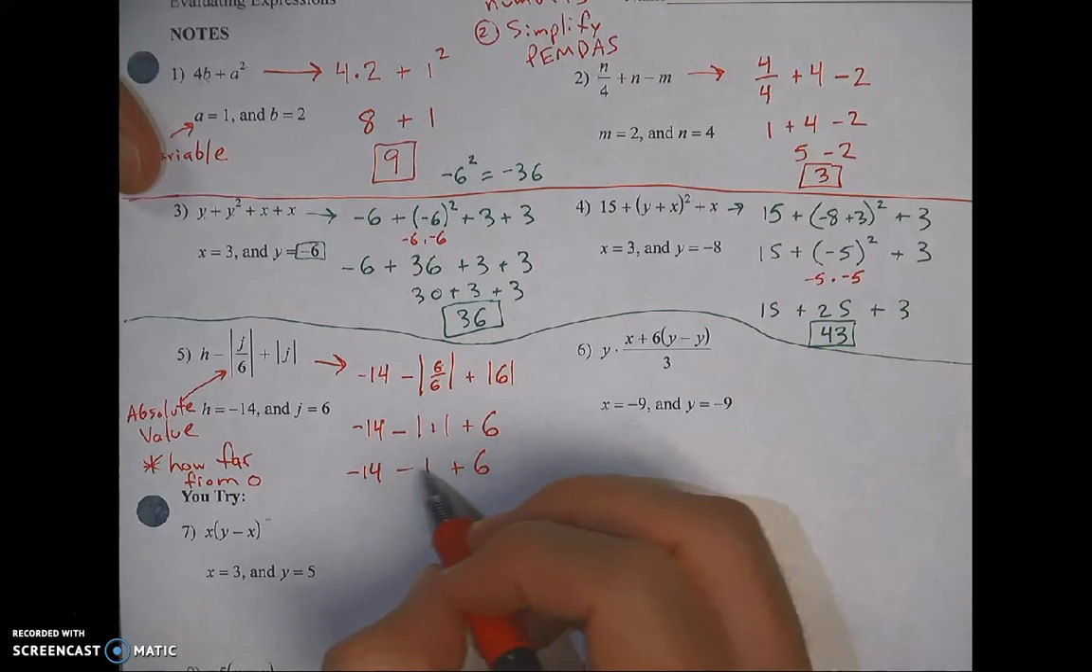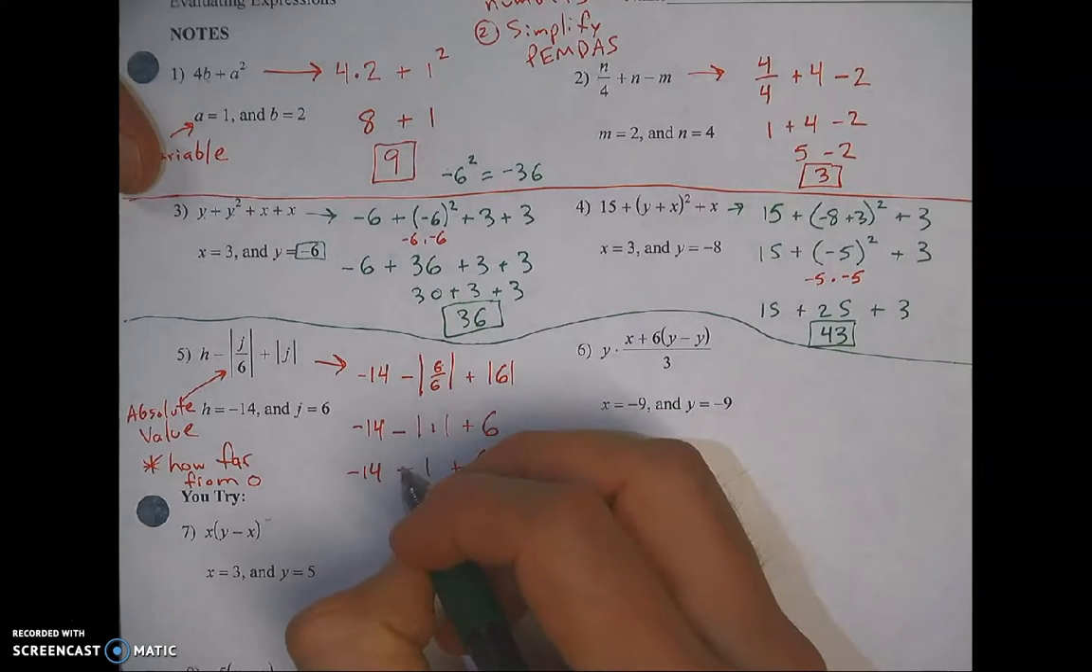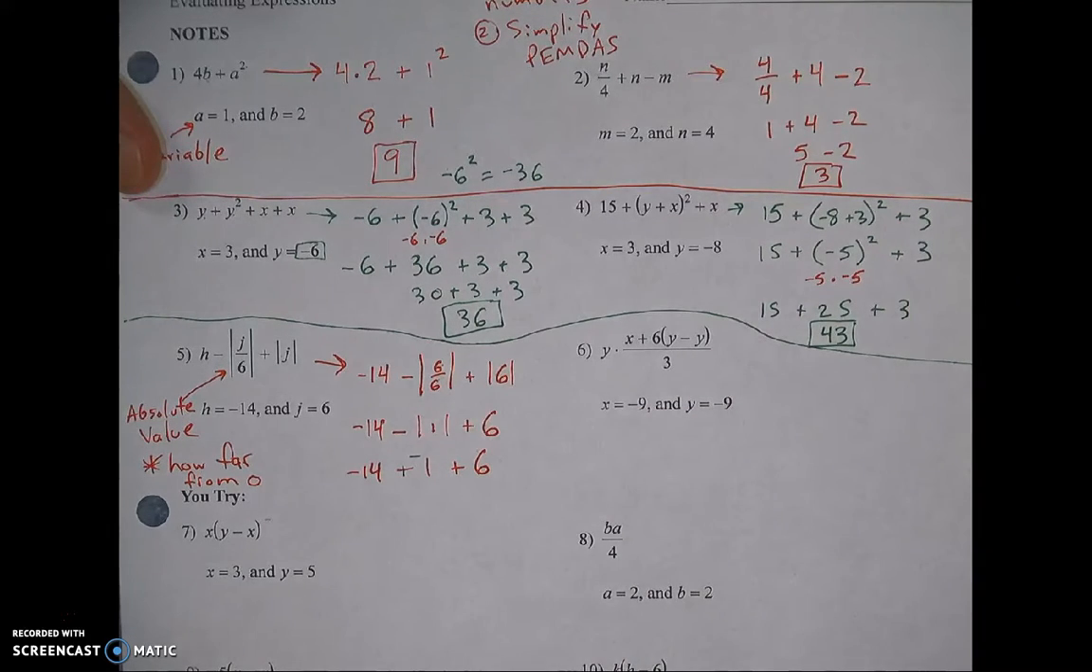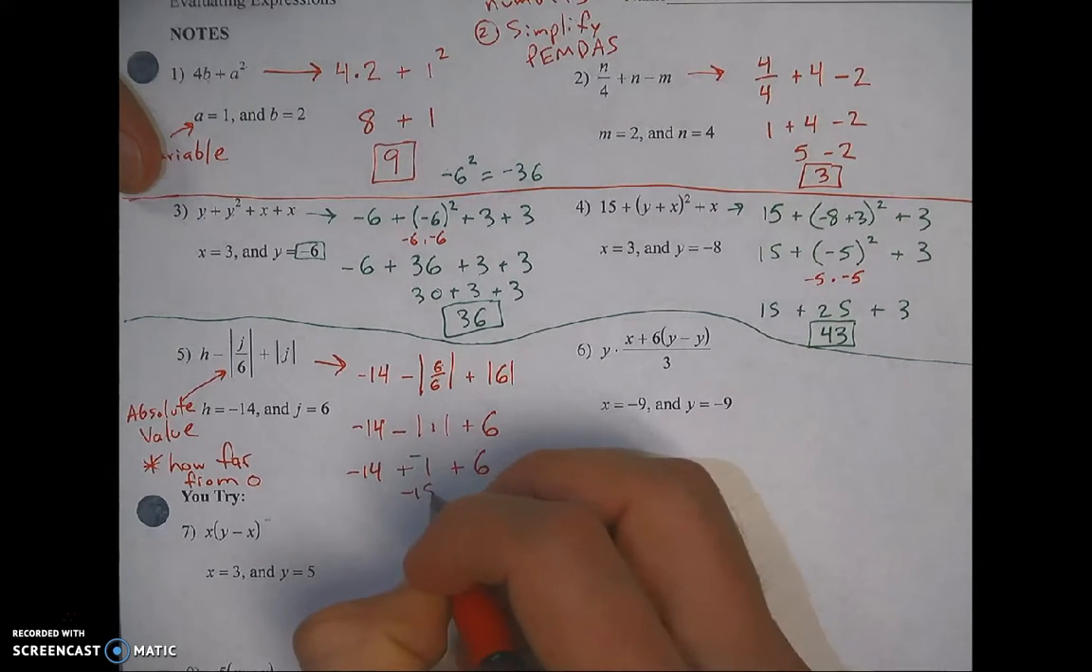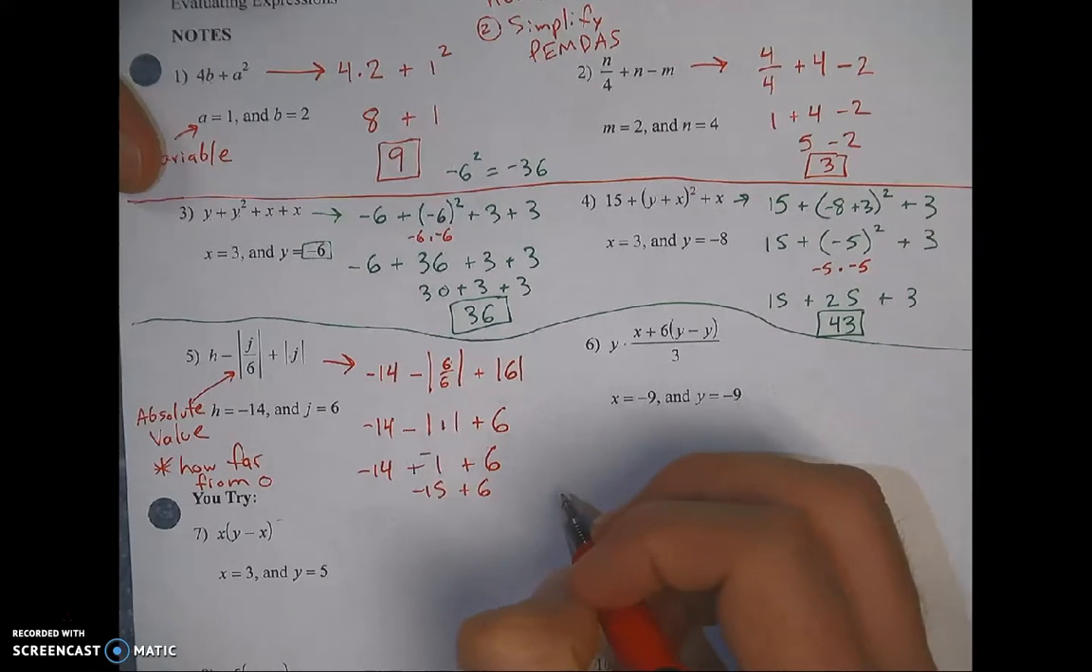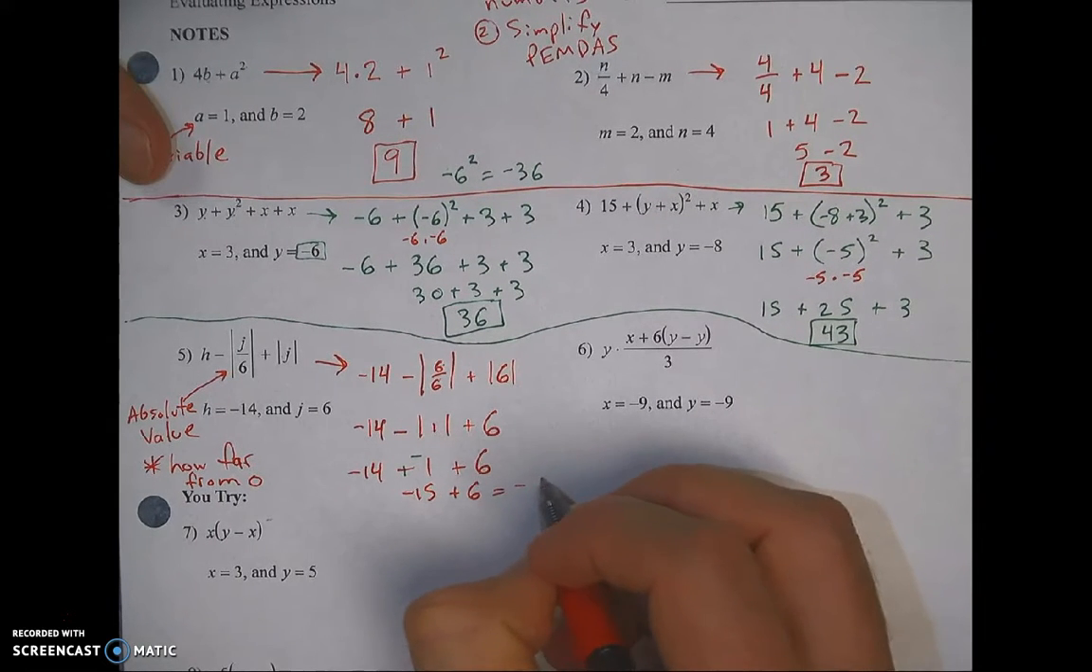And now negative 14 minus 1. Be careful. Do your plus negative if you need to. That's negative 15 plus 6 is negative 9.